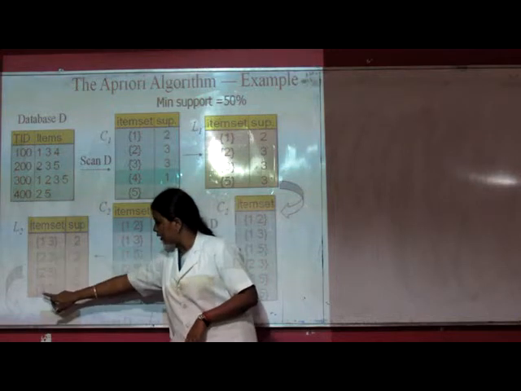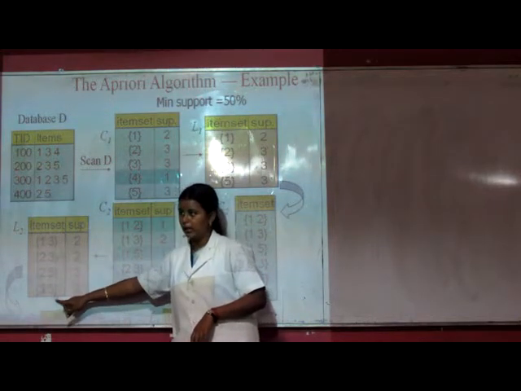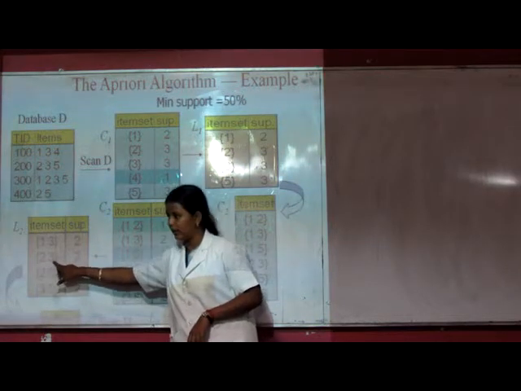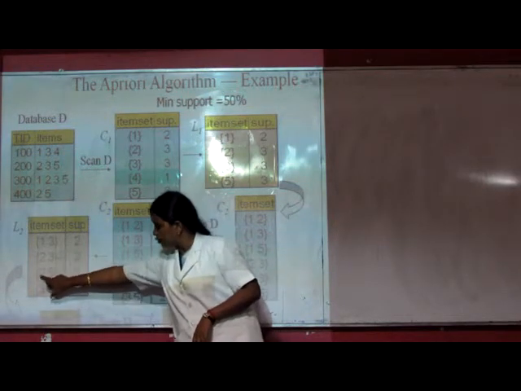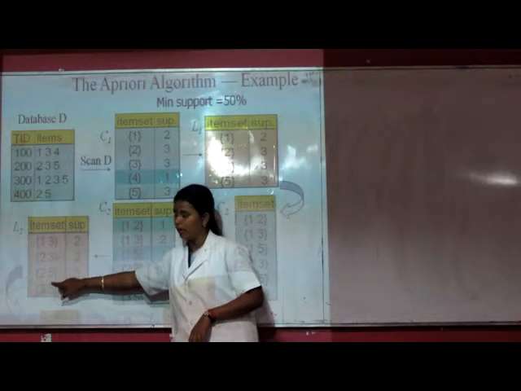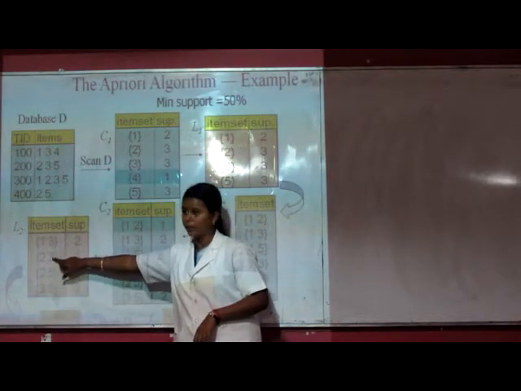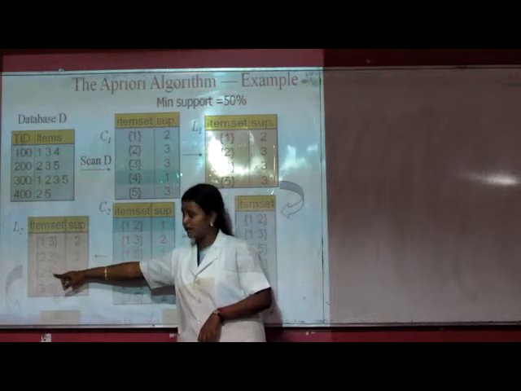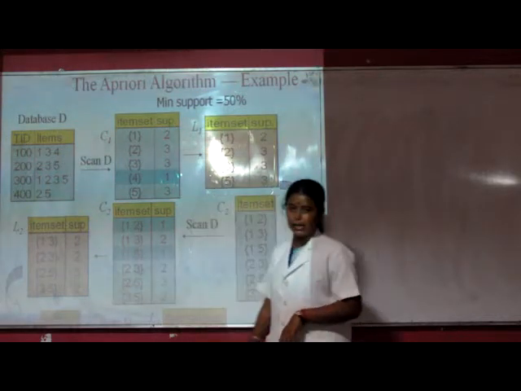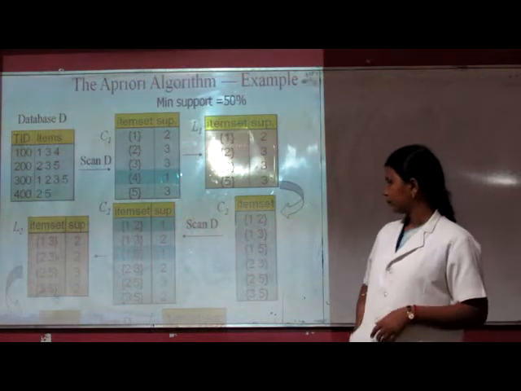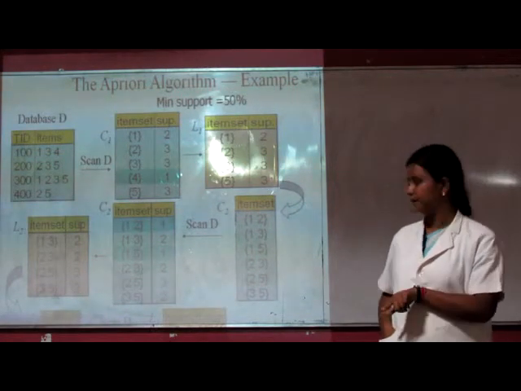So for 1 comma 3, which are all containing 1? There is no other item set containing 1. If you go for the two item sets 2, 3 and 2, 5, these two I have to combine. The next item must be greater than the previous item, so you can combine it as a third item. So you can take 2, 3 and 5.